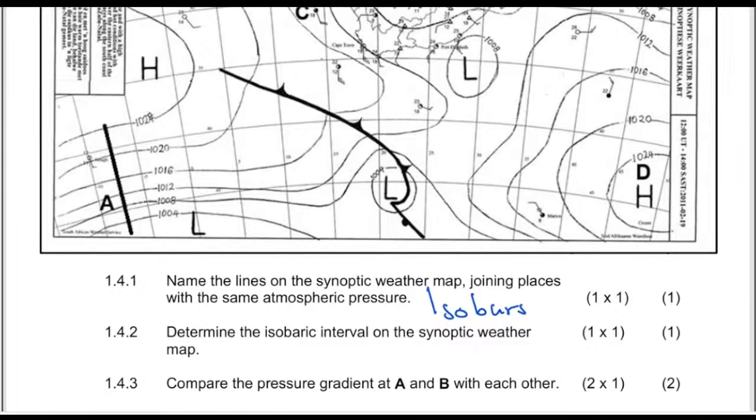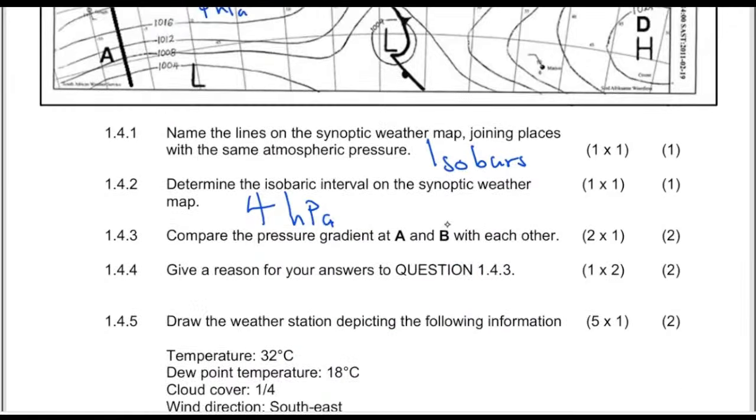So if you can check between these two, this is 1024, this is 1020. If you find the difference there, you find that it's 4 hectopascals. And also if you try to check 16 to 20, again there is 4 HPA. So our interval is 4 hectopascals. Remember, do not leave units of measurement.